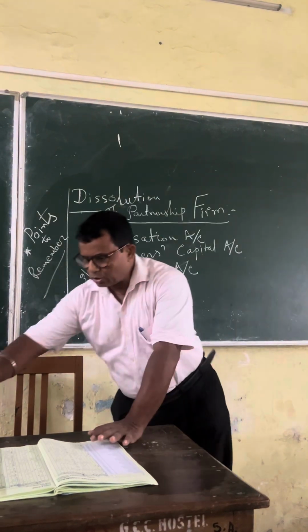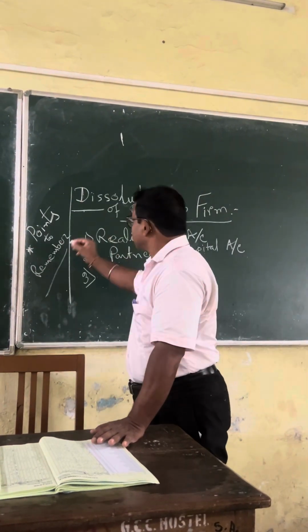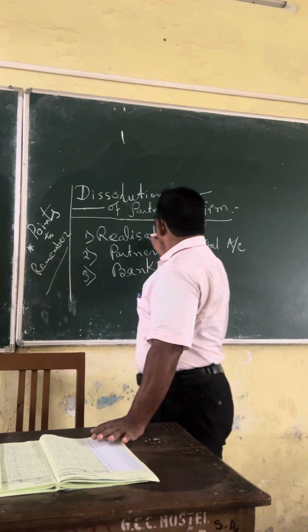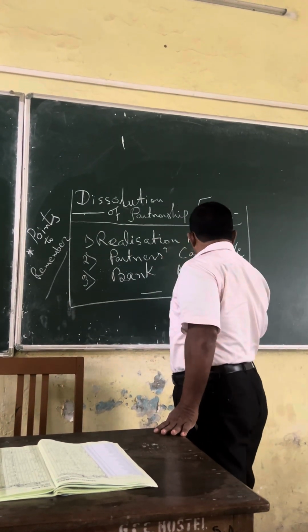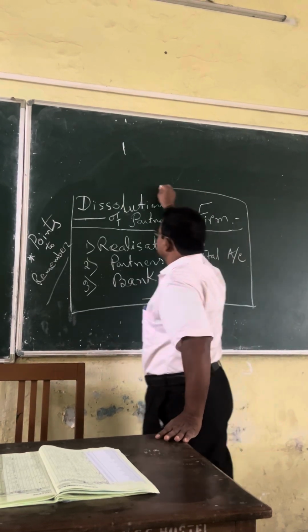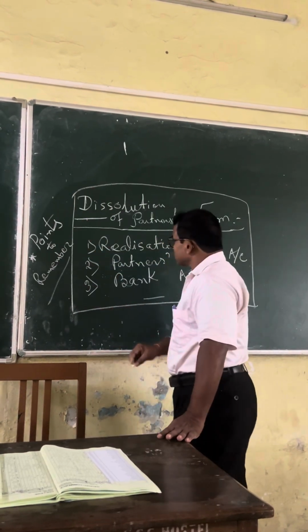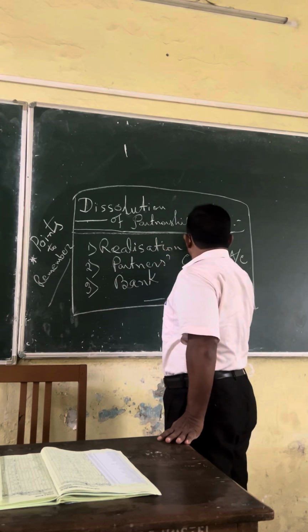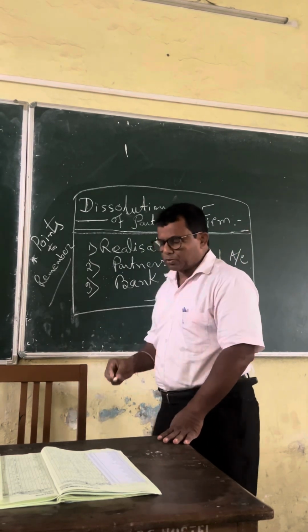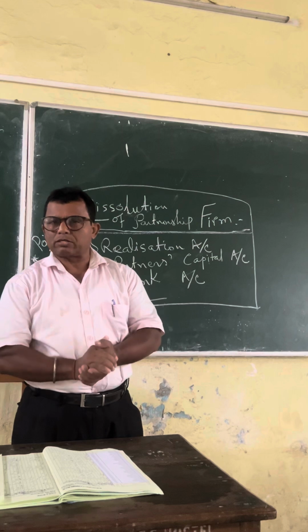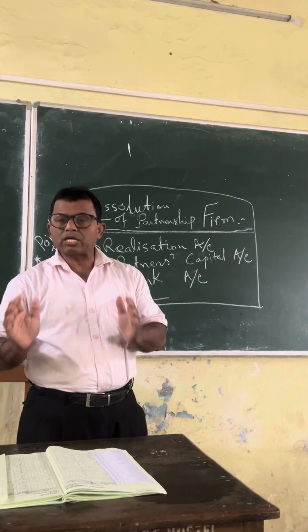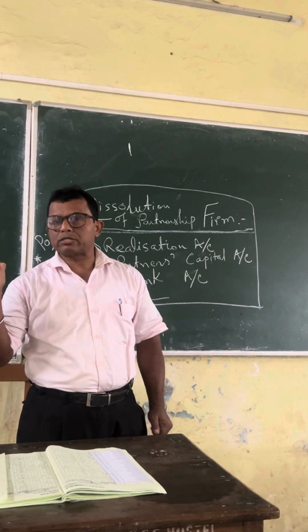What happens in dissolution, as I have told, is that the partnership is broken and the assets are sold out, because the business is closed. The assets are sold out and liabilities are paid, I told you. And for that, just remember very simply what accounts are to be made. Basically, these 3 accounts are to be made.